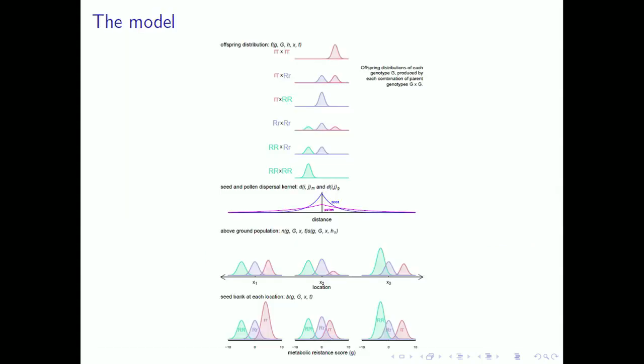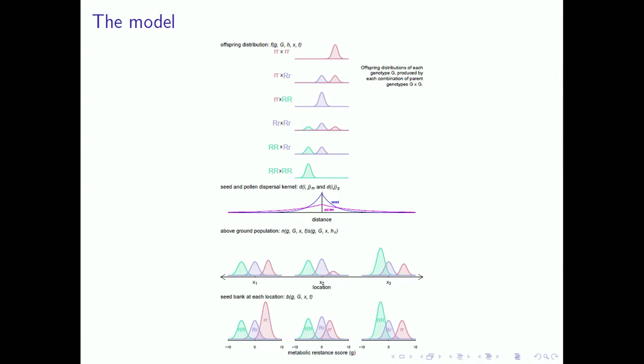There's quite a lot going on here, so I'll go through it kind of slow. We have these locations, X1, X2, X3. And so the model is spatially explicit. It's a one-dimensional landscape. And at each location on that landscape, we have another dimension, which is our resistance score, our continuous non-target site resistance score. So our population has a distribution over that, in this case a normal distribution. And at each location, it has three of these normal distributions: for the target site resistant homozygote, the heterozygote, and the target site susceptible.